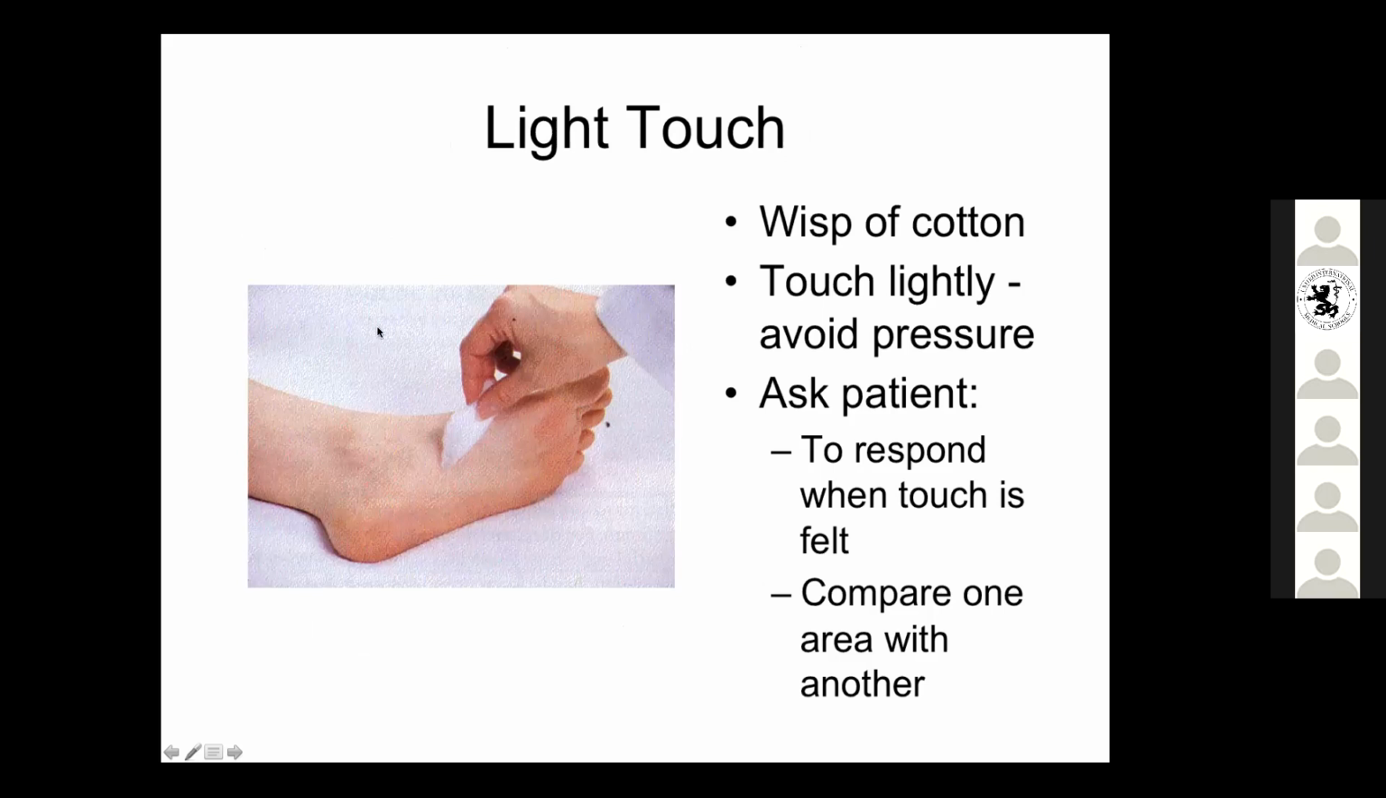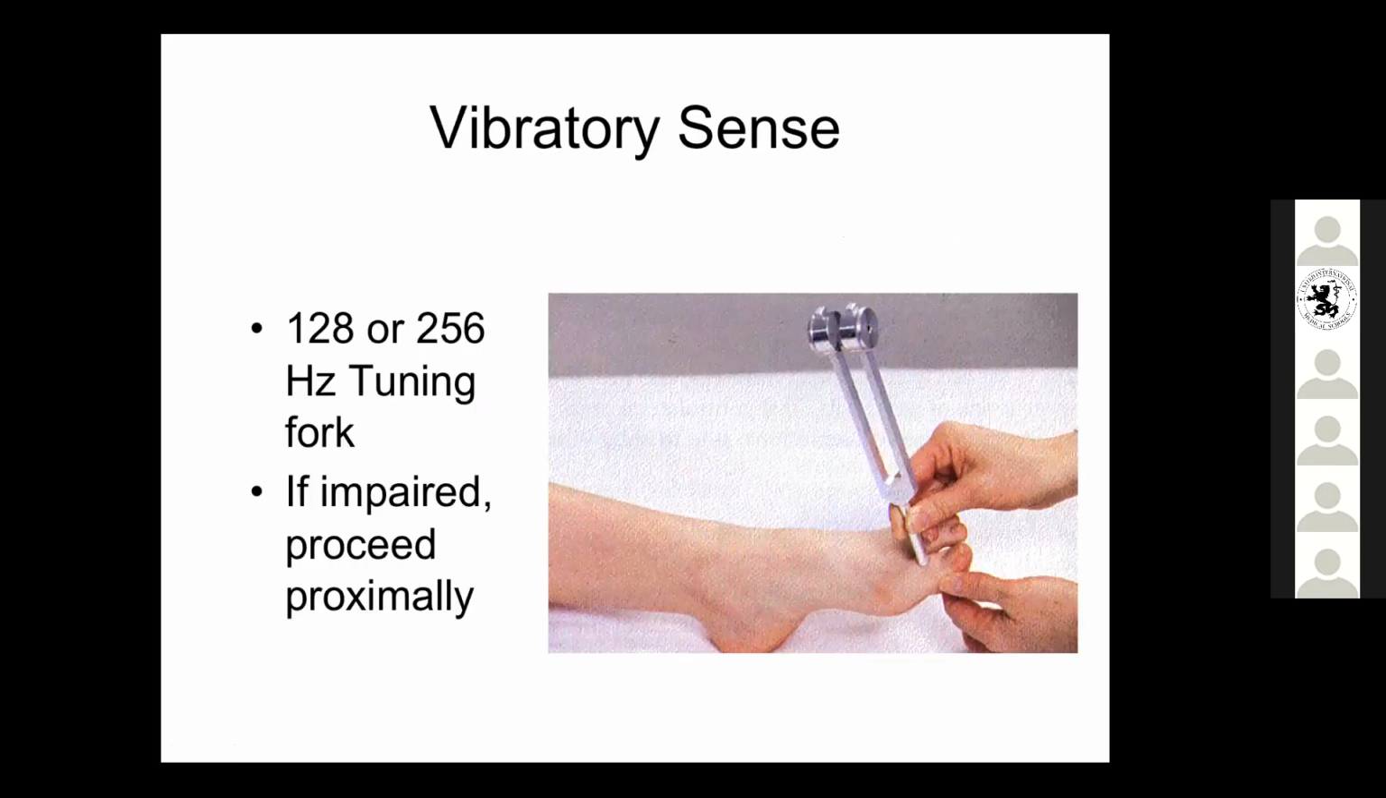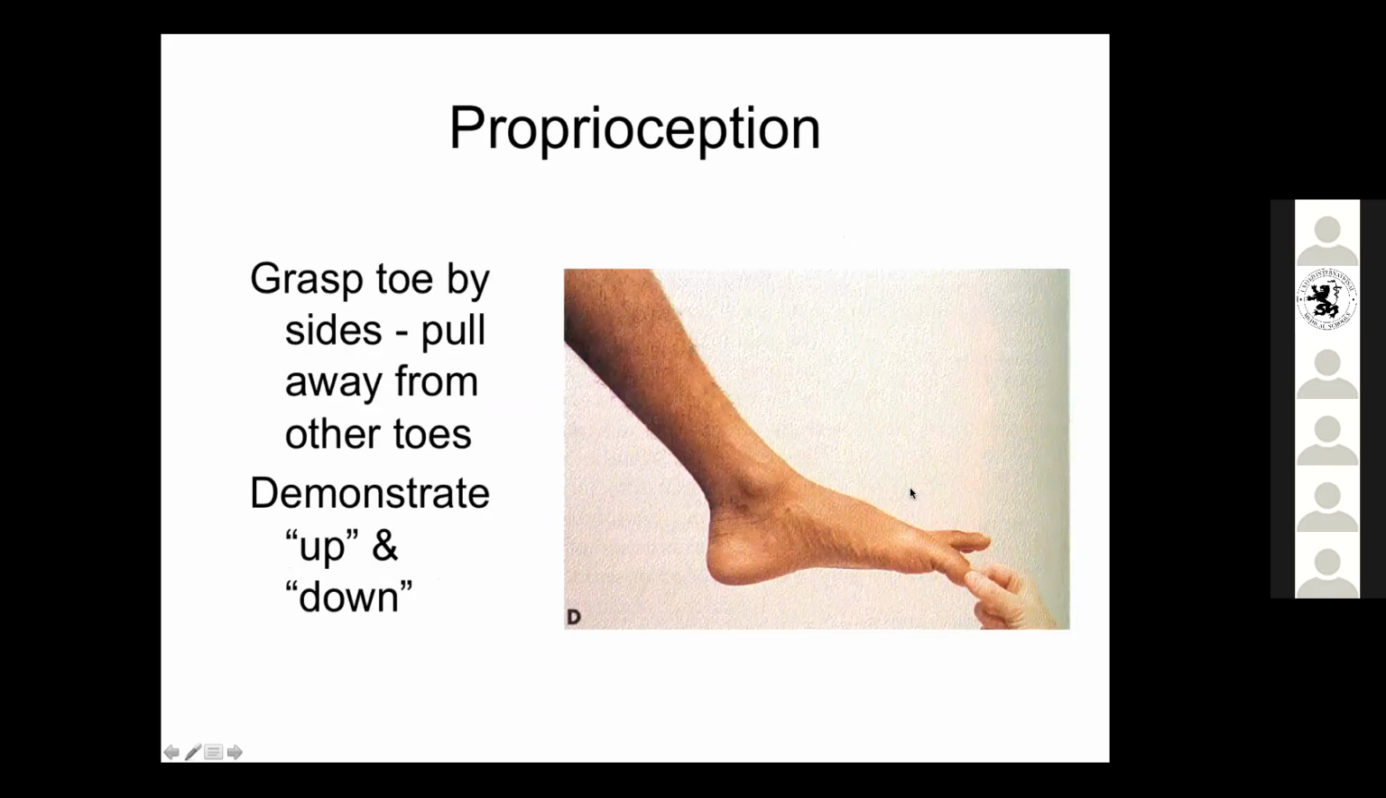This is just a picture which demonstrates what you're supposed to do. To compare both sides, it's important to do the test on both sides and compare. The vibration sense is done with a tuning fork. We don't really do it nowadays, but some people still do it. For proprioception, you grasp the toe by the sides, pull it away from the other toes, and see if they can tell up and down.